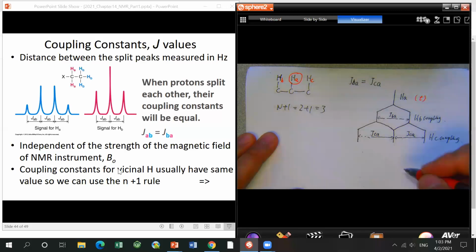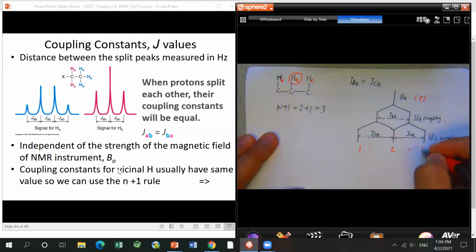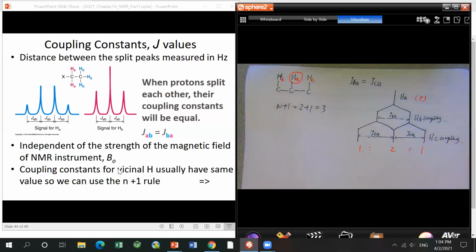In the triplet, the middle signal is reinforced because of the overlap. That's why the intensity of these 3 peaks is 1 to 2 to 1. So that's the case where the J coupling constants are the same.